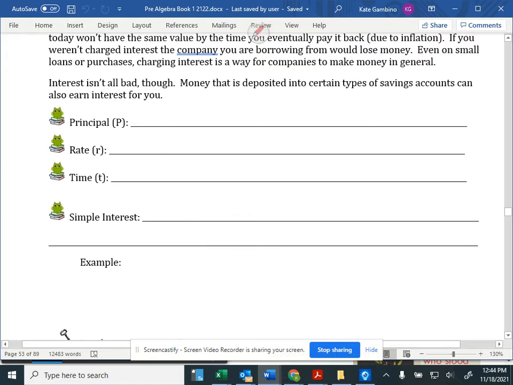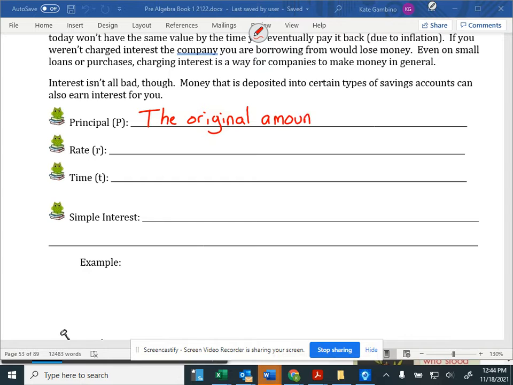So one of the words that we need to know is the principal. This is not principal like the person who leads our school. Okay, this is different. The principal is the original amount. So that original amount of your loan, of the deposit, etc. So the initial amount that you take out, I am going to borrow $10,000. That is your principal amount.